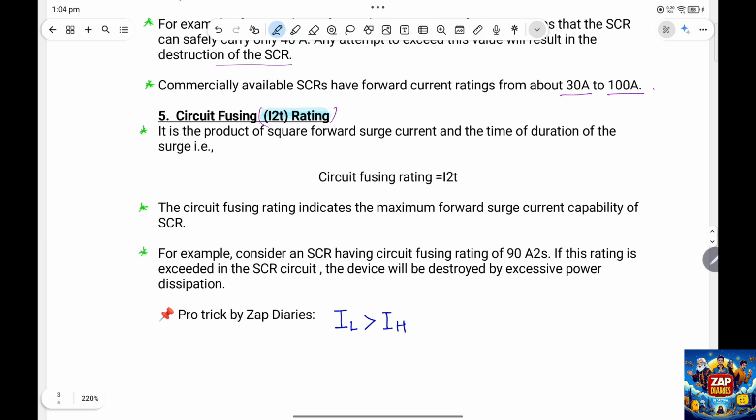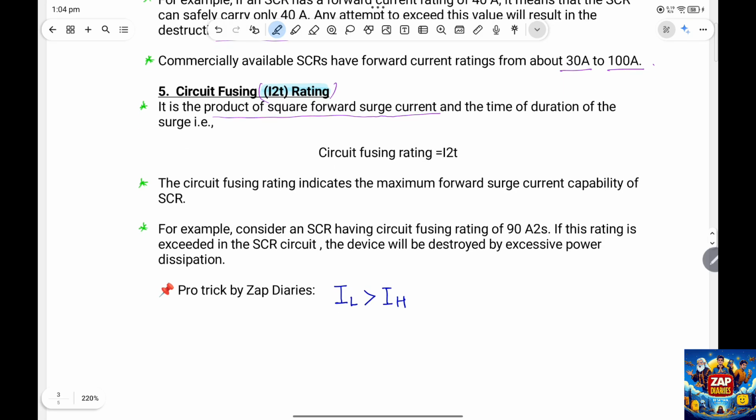So this is the product of the square of the forward surge current and the time of duration of the surge. So if there is a surge, say there's a spike up, this is the square of the forward surge in the forward bias position.